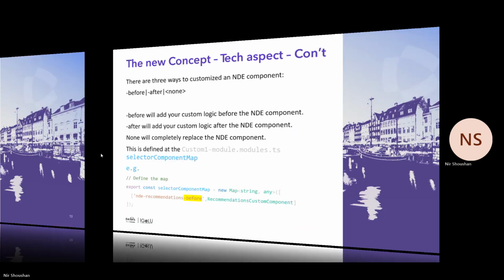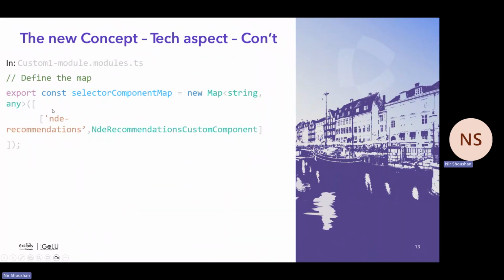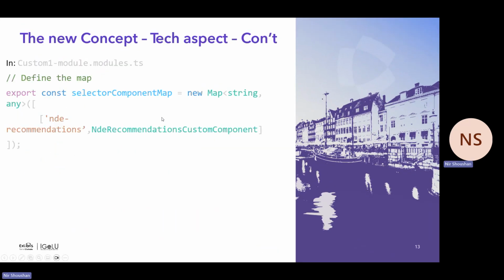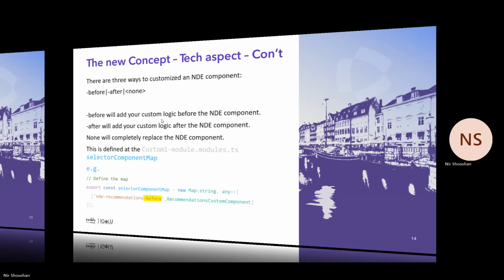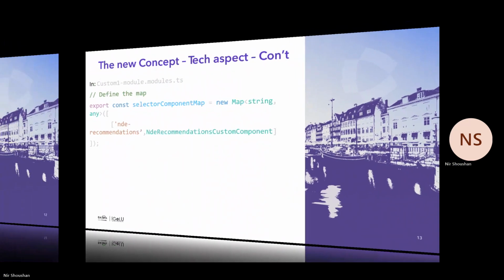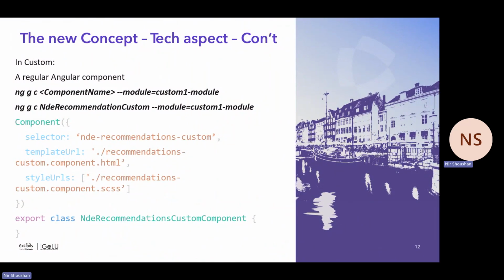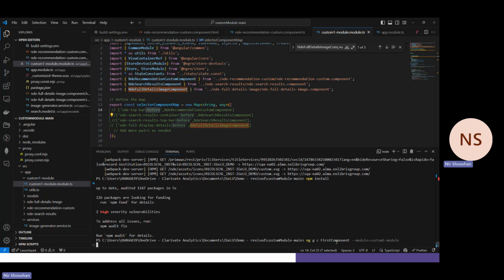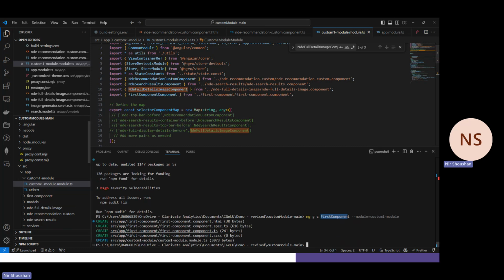This is the command. This is it. Minus minus module, custom one dash module. Let's go back to our project. This will create a new component named first component. And let's see what we just created.